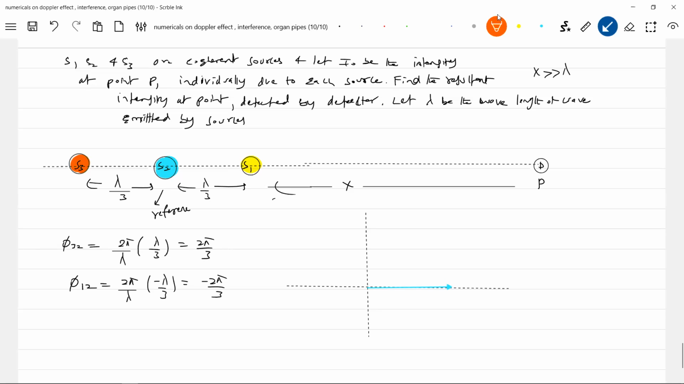What about wave 3? It will lead by how much phase angle? 2 pi by 3 should be 120. Is it okay? Then wave 1 will lag how much? Minus 120 degrees. Minus 120 degrees, is it clear? So this should be how much? 120 degrees.